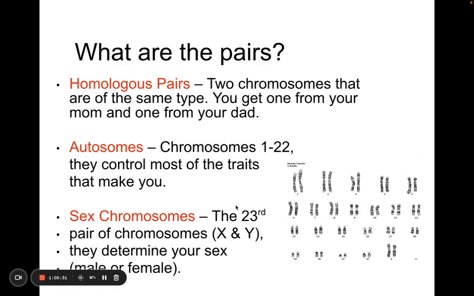So what are the pairs? They're homologous pairs, and we're going to match them up by length here. Notice big to small, and then your last pair right here, those are your X and Y. Those are your sex chromosomes.